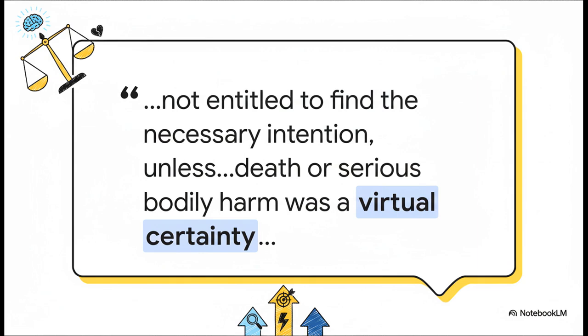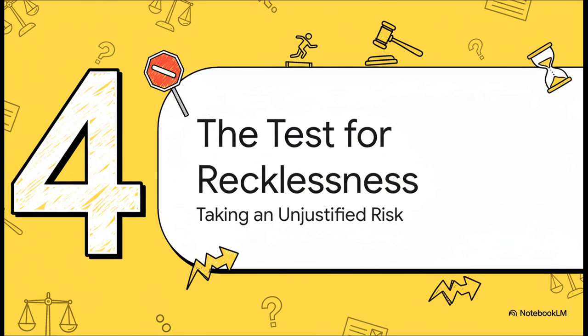It sets up a clear two-part test. The jury can only find intention if 1, they're sure the terrible result was a virtual certainty of the defendant's actions, and 2, they're sure the defendant knew it was a virtual certainty. You have to prove both. That's the law today. Okay, let's step down one rung on the ladder of blame, from intention to recklessness.